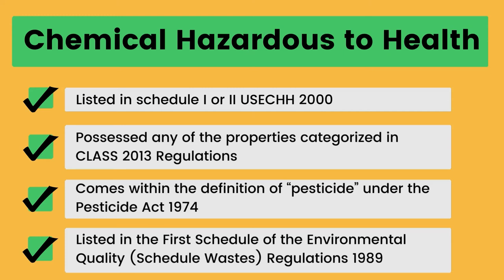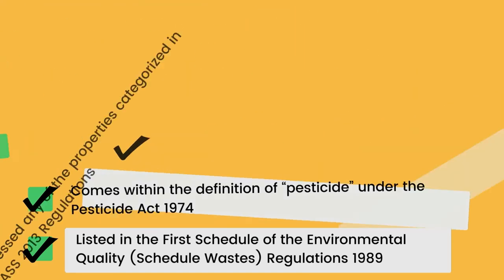Chemical hazardous to health also means any chemical preparation which is listed in Schedule 1 or 2 of the USECHH 2000 regulations, possesses any of the properties categorized in Schedule 1 of the CLASS 2013 regulations, comes within the definition of pesticide under the Pesticide Act 1974, and is listed in the first schedule of the Environmental Quality Scheduled Wastes Regulations 1989.